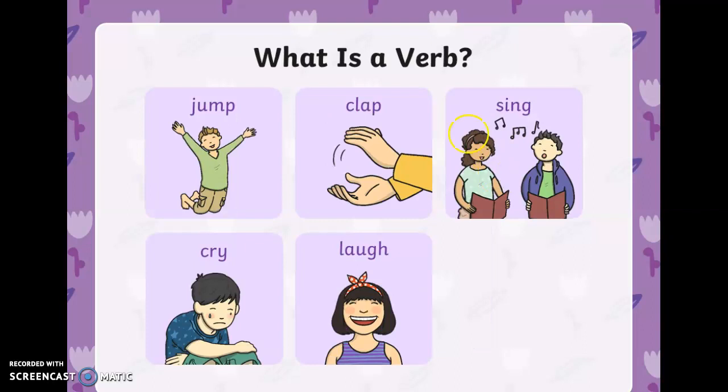What is a verb? These are all things we just saw. We saw some jumping. We saw clapping. We saw singing. We saw crying. We saw laughing. Have you worked out or have you gotten a hint as to what a verb is yet?